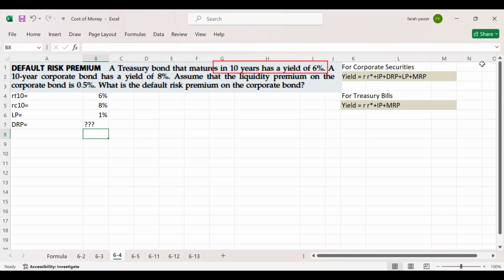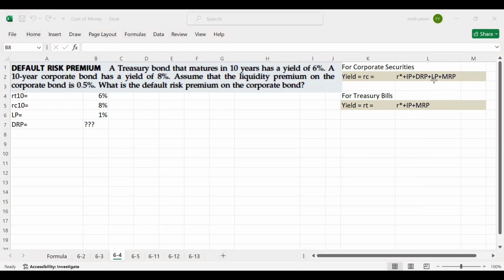Now we can see simply the difference between these two formulas, yield on corporate securities and yield on treasury securities. The difference is basically two things: the liquidity premium and the default risk premium. We do not have a default risk premium or liquidity premium in the treasury bill formula. So the main differentiating factor is basically these.